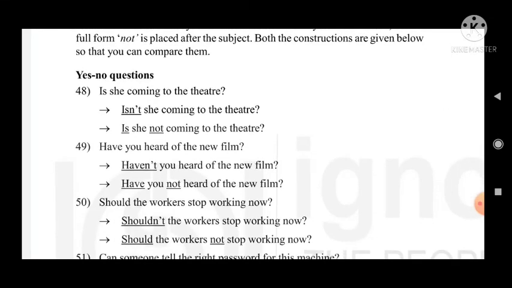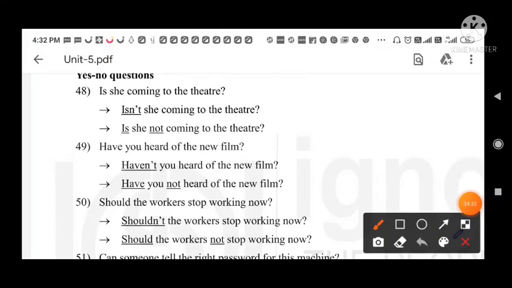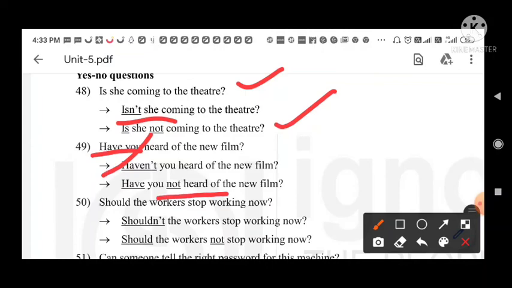So let us see yes-no questions. Is she coming to the theatre? So how can we convert the yes-no questions into negative interrogative sentences? Let's see. Is she coming to the theatre? So we can use isn't she coming to the theatre? Or is she not coming to the theatre? Both are correct. Then, have you heard of the new film? We can use haven't you heard of the new film? Again, have you not heard of the new film?